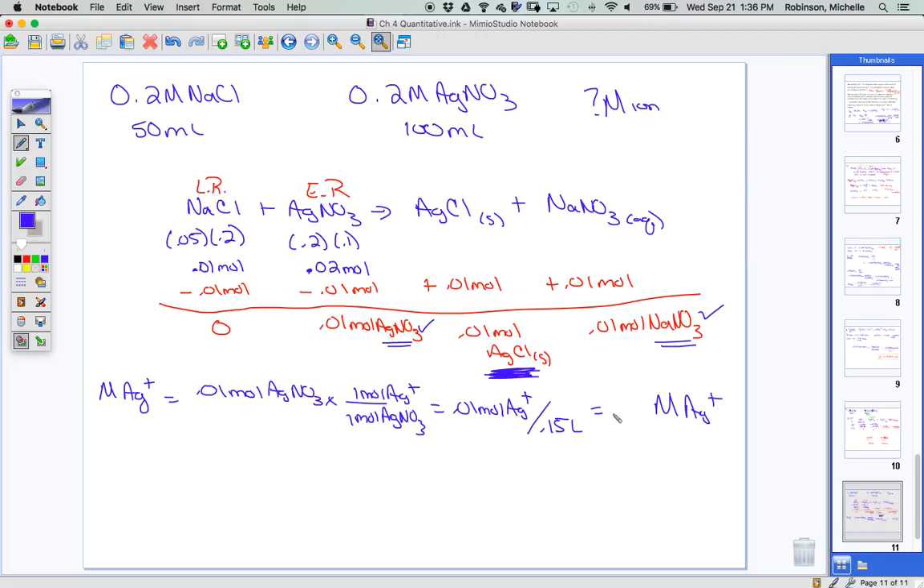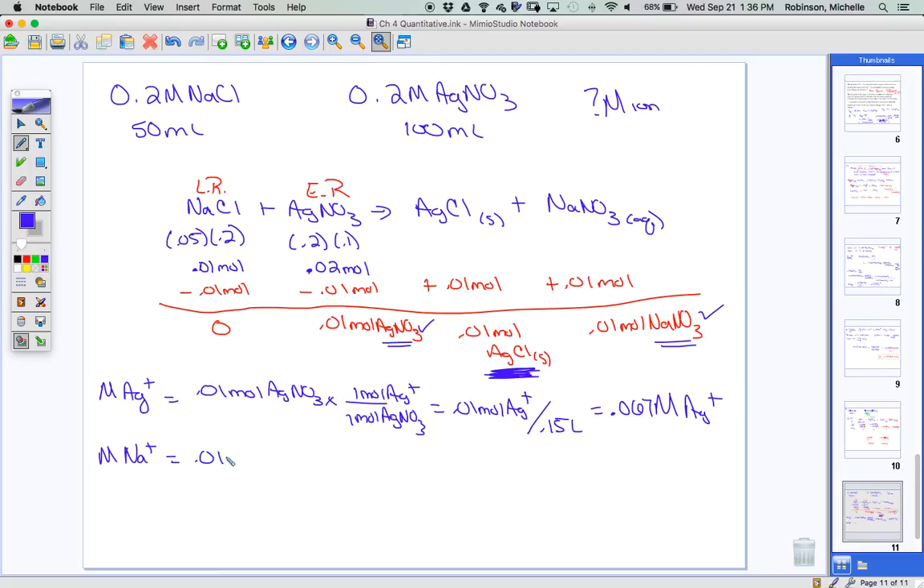Somebody want to give me that number? 0.06? Okay, we'll call it 0.067. All right, then the molarity of, let's do the Na. Because the NO3 shows up in both places, agree? So we're going to have to add. So let's skip over and do the Na, and then we'll come back and do the NO3.